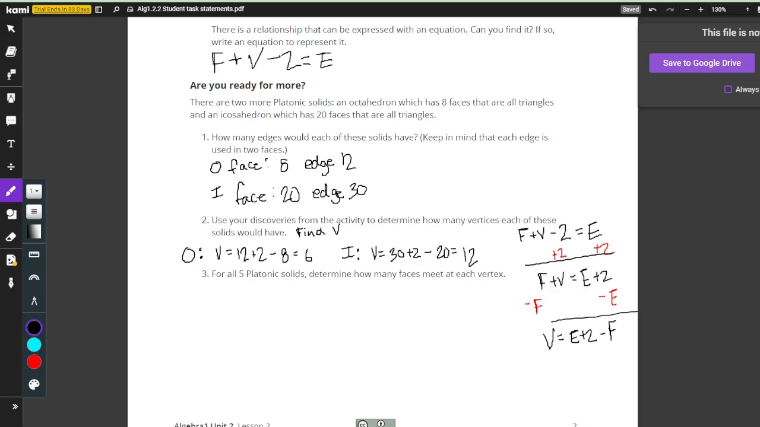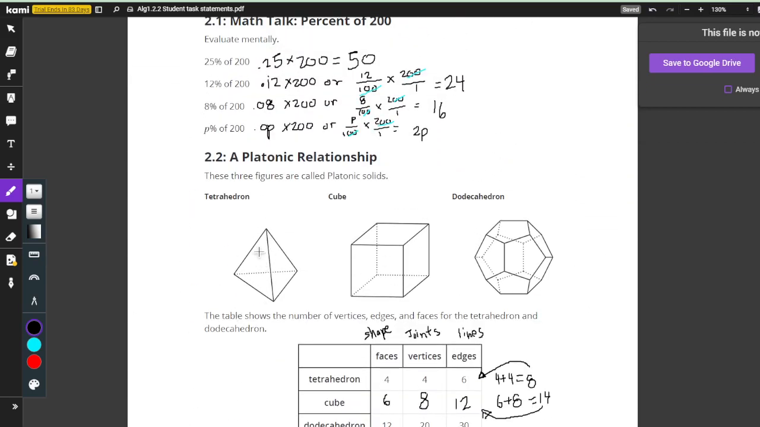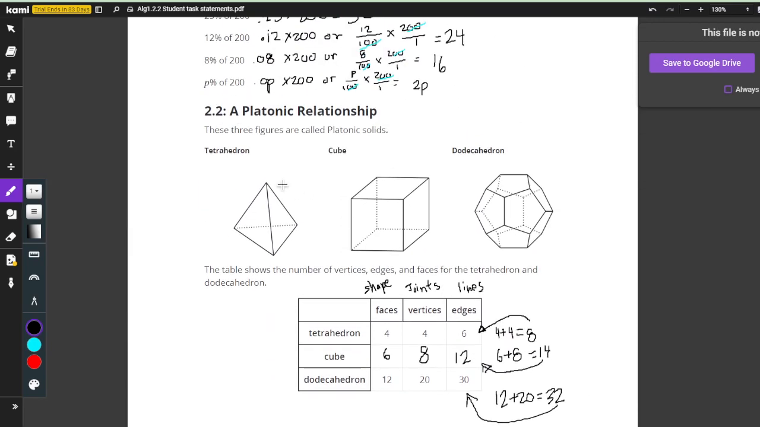Okay. So now we have to look at all 5 Platonic shapes. The tetrahedron, the cube, and what else? The tetrahedron and the dodecahedron. How many faces meet each other? Well, we can take a look. On the tetrahedron, at the corner, how many faces meet at the vertex? So at the joint, how many faces? 1, 2, 3. So 3.